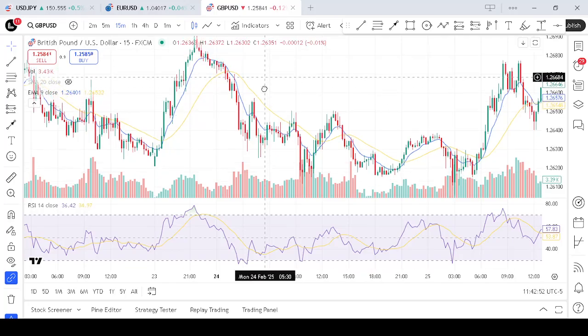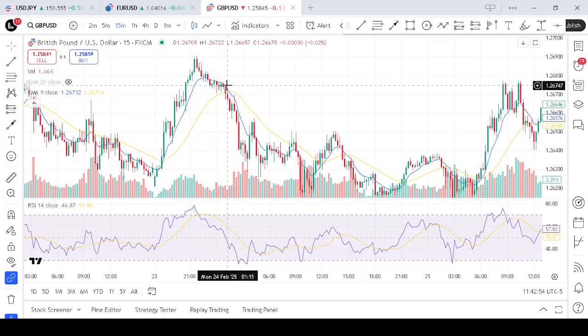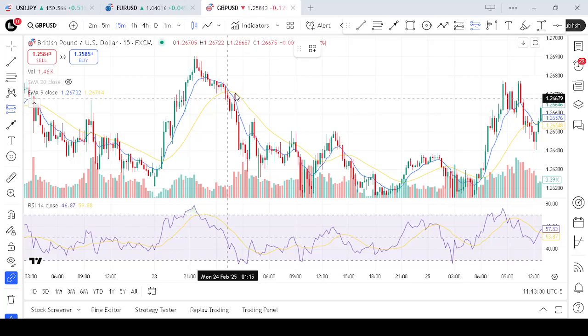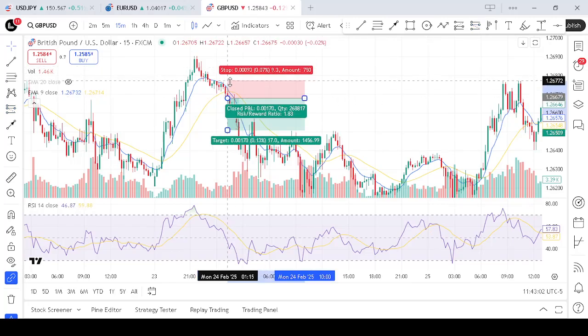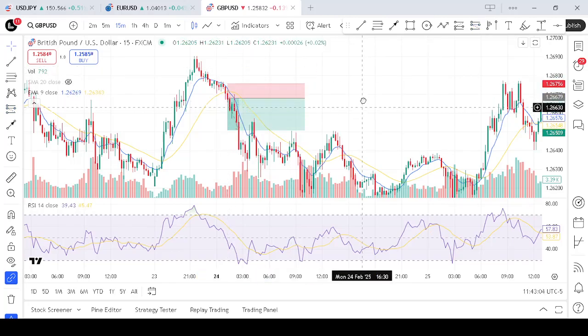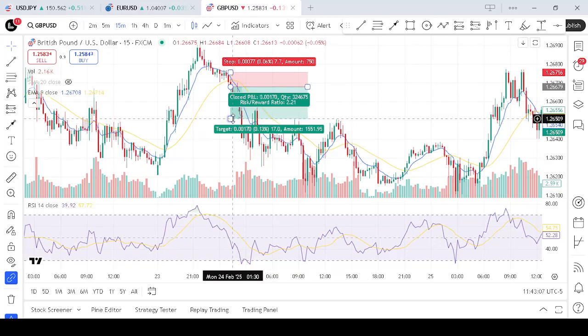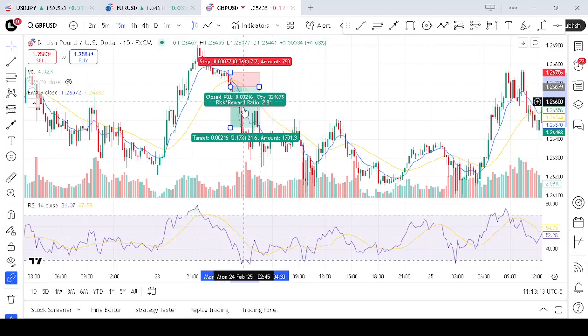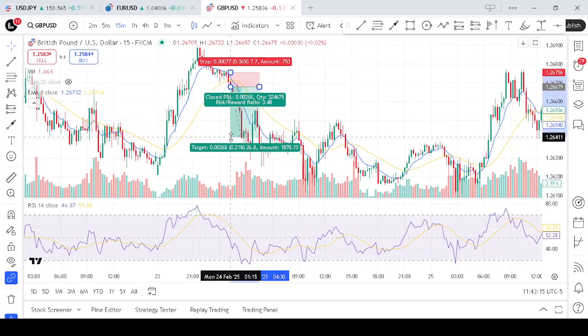When the smaller EMA crosses below the larger EMA, we take a sell trade at this area. We put our stop loss just above the EMA because we are scalping. Then we ride the wave downward. We take 1:2 or 1:3, then we are out of the trade. Don't forget, this is a scalping trade. You are just in and out.